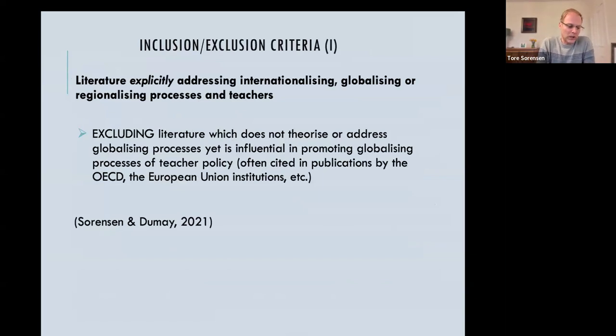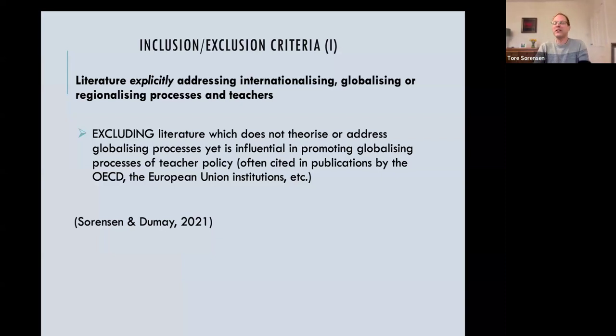So what did we include and what did we exclude? There are a bunch of choices here. In our scoping review, and this is just an example, obviously, so keep in mind, it depends on your review objective. We were interested in literature that to some extent mentioned teachers and teaching in the context of globalization. And we wanted that to be mentioned explicitly in the literature that we were going to analyze.